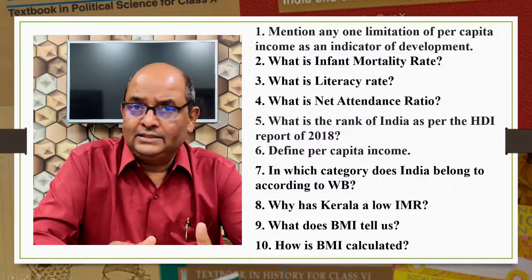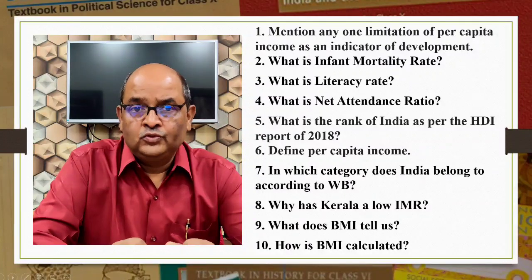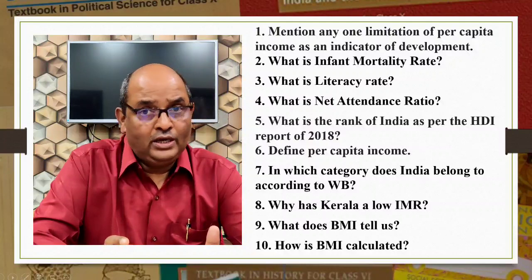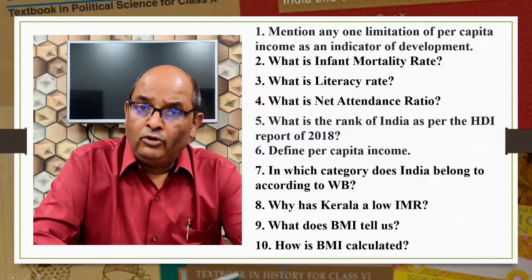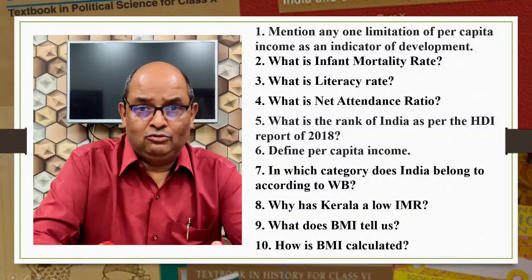In which category does India belong to according to World Bank? Why has Kerala a low IMR? What does BMI tell us? How is BMI calculated? These are important 1-mark questions. You may get 1-mark questions from table 1.1 also, developmental goals of different categories of person.